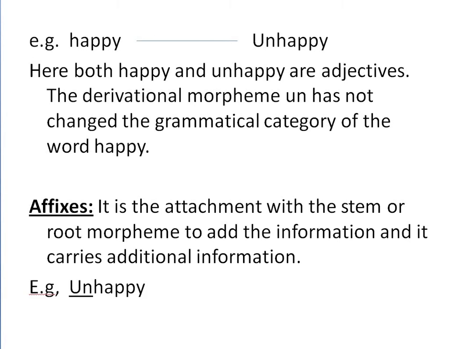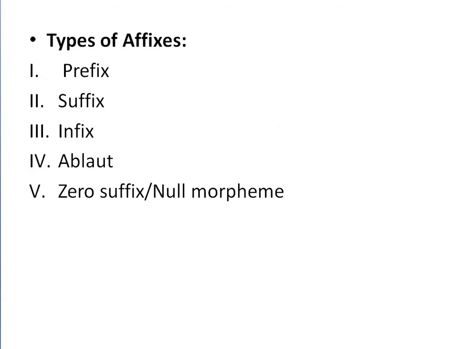Like unhappy. The word unhappy contains two morphemes. Un is a bound morpheme and happy is a free morpheme. So un is actually an affix. We have studied previously in detail about the affixes. What are actually the affixes? The types of affixes. Affixes are morphemes, actually bound morphemes. And what are their types?